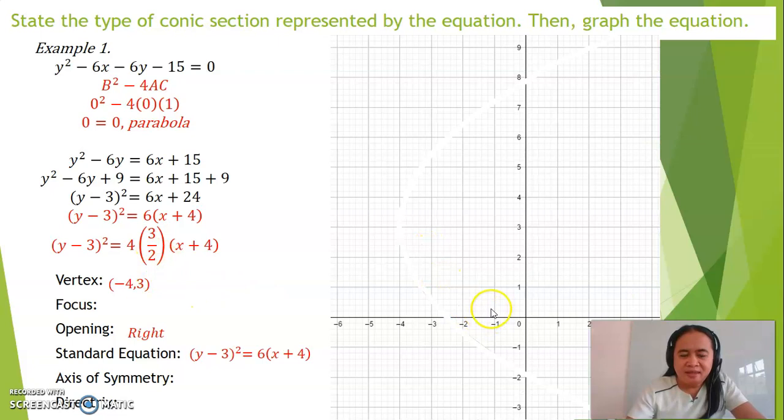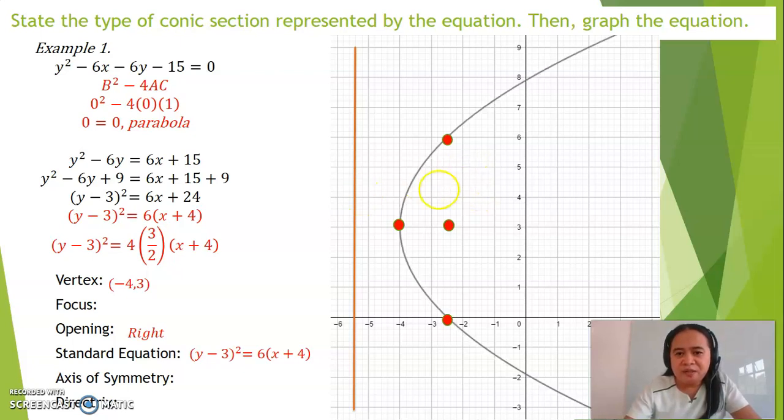So let's graph it. The vertex is located at -4 and +3. Take note, our p here is 3/2. From here, count 1.5. That's where the focus is. Count 1.5 going to the back in order to get the directrix. For the latus rectum, it's 1.5 times 2, so that would be 3. So 3 up and 3 down. Connect it with a curve, so this will be the graph.